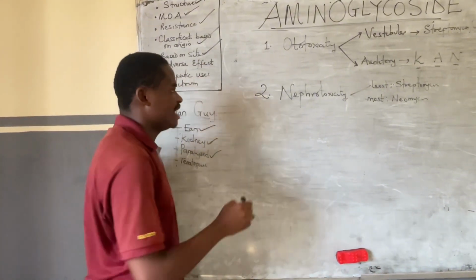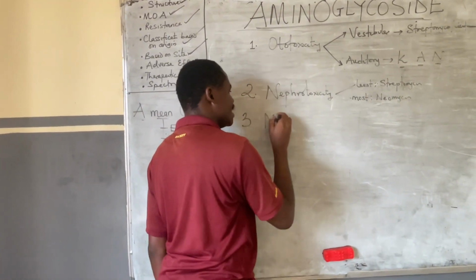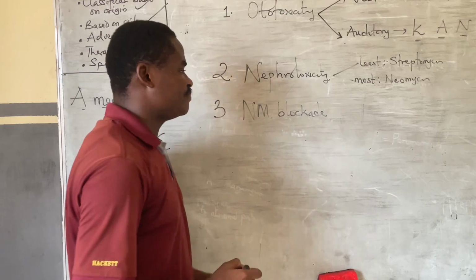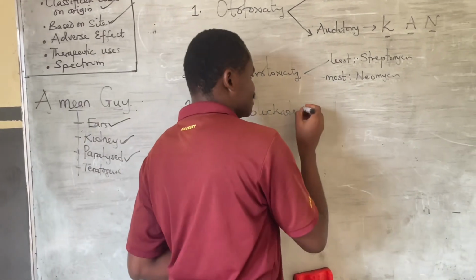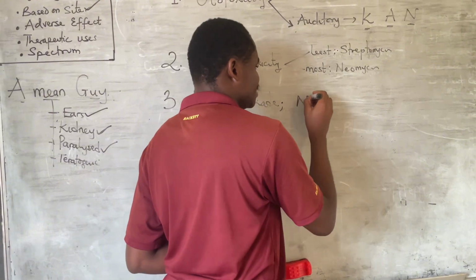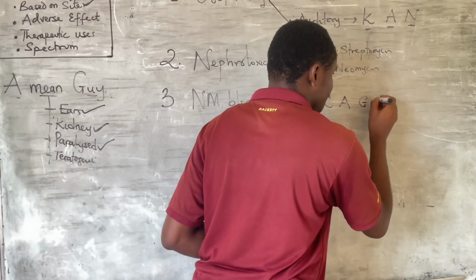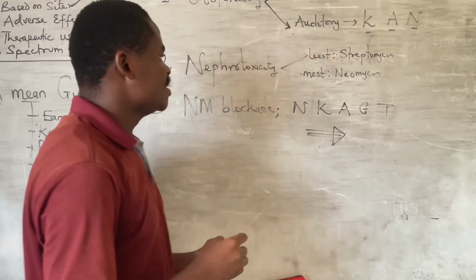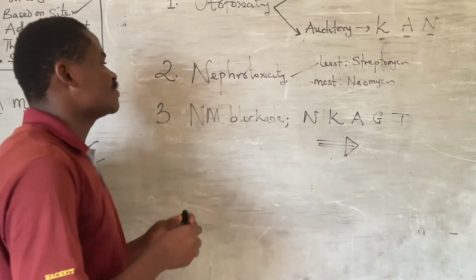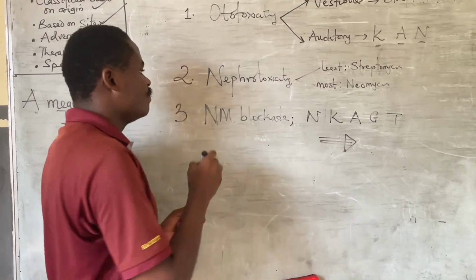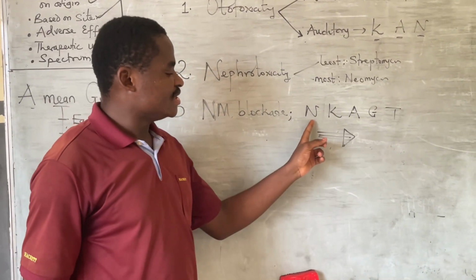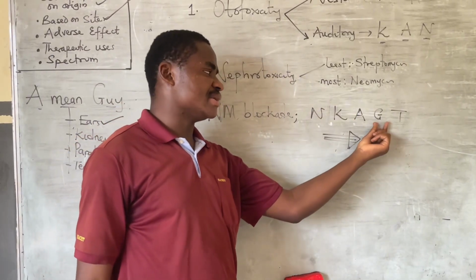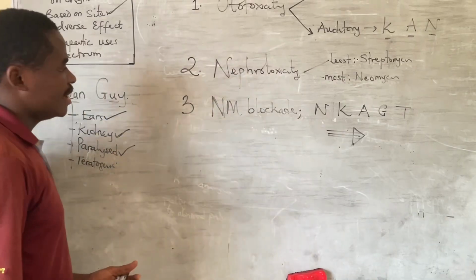How about leaving people paralyzed? We call that neuromuscular blockade. So you can tell that it's going to worsen in people that already have myasthenia gravis. For neuromuscular blockade, we have this mnemonic, NKAGT. This is in decreasing potency. Neomycin is stronger than kanamycin and will even cause more havoc than amikacin, that will cause more havoc than gentamicin, that will cause more havoc than tobramycin.